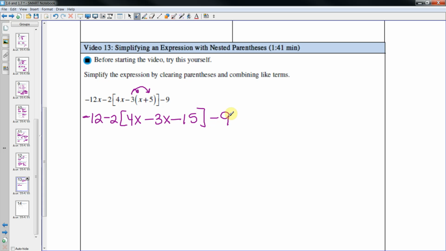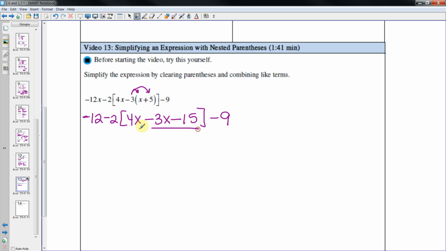Minus 9. Now, I knew to use distributive property on this one instead of order of operations because I have an x and a 5 in that parentheses. If I had had just straight numbers, we've done order of operation number problems before, I would have just gone straight to order of operations and done the parentheses. But since I have an x and a 5, they can't be combined. So I know I'm using distributive property. So if you see variables in your problem and you've got parentheses, you're going to use distributive property.